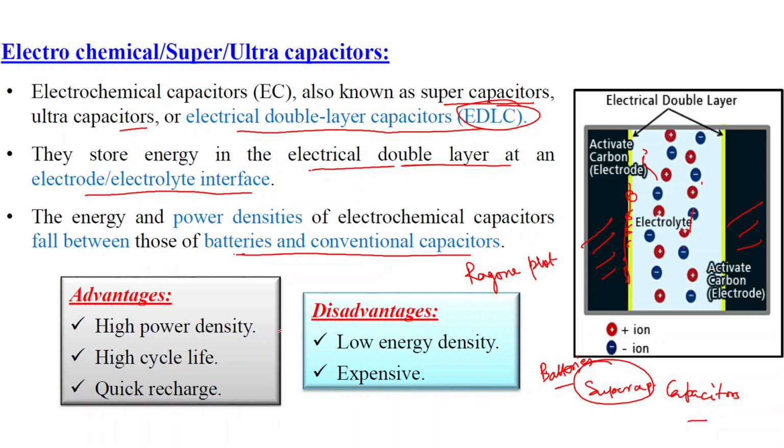Its advantages are high power density, high cycle life, and quick recharge. It gets recharged very fast and discharged also very fast, meaning it is giving power very easily. Then the disadvantages are low energy density, and it is expensive compared to a battery.